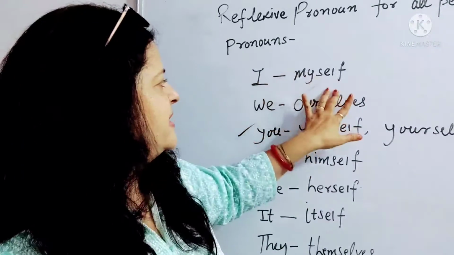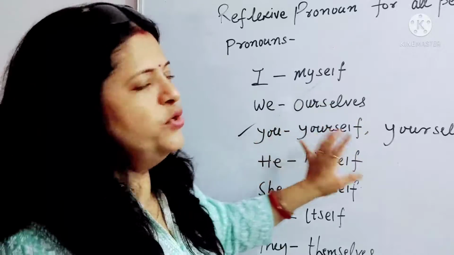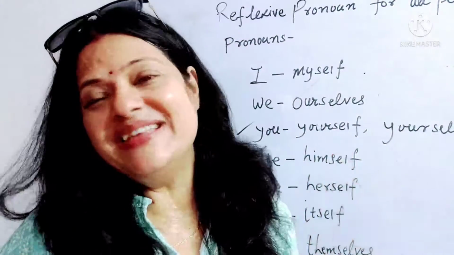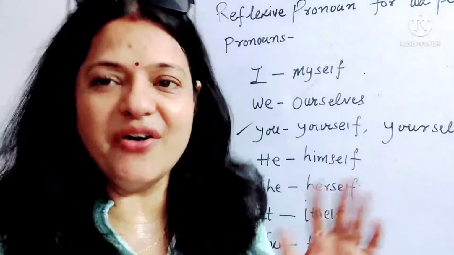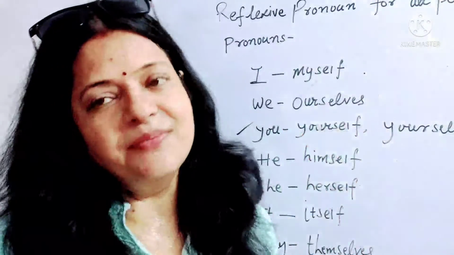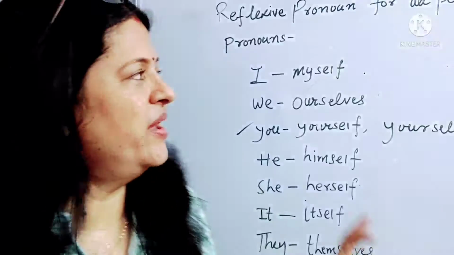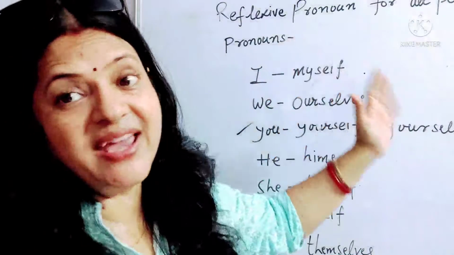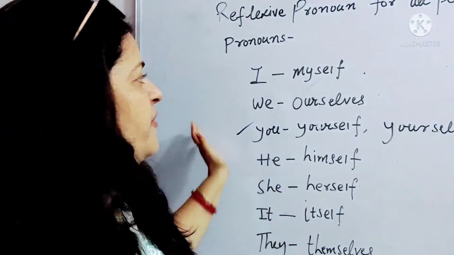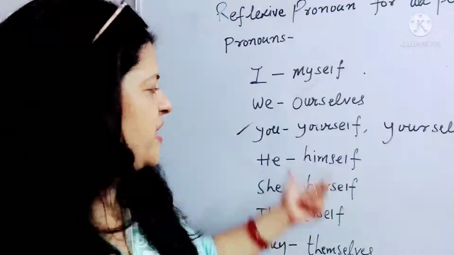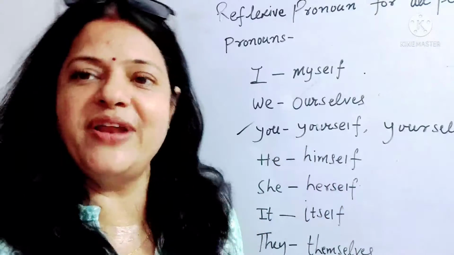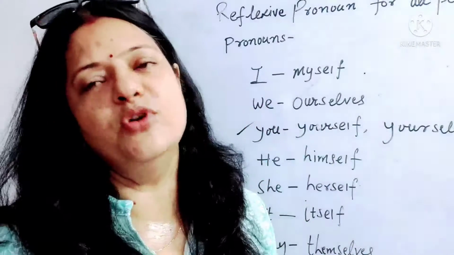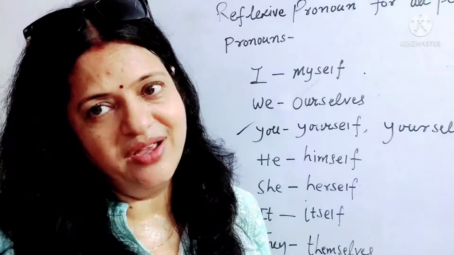So I, myself; we, ourselves; you, yourself. We see that these reflexive pronouns come after the verb, and sometimes they work as an object. Like I hate myself, we cooked ourselves. In this way we can make sentences. One more thing I would like to tell you about reflexive pronouns: you cannot make a possessive pronoun out of it, okay?